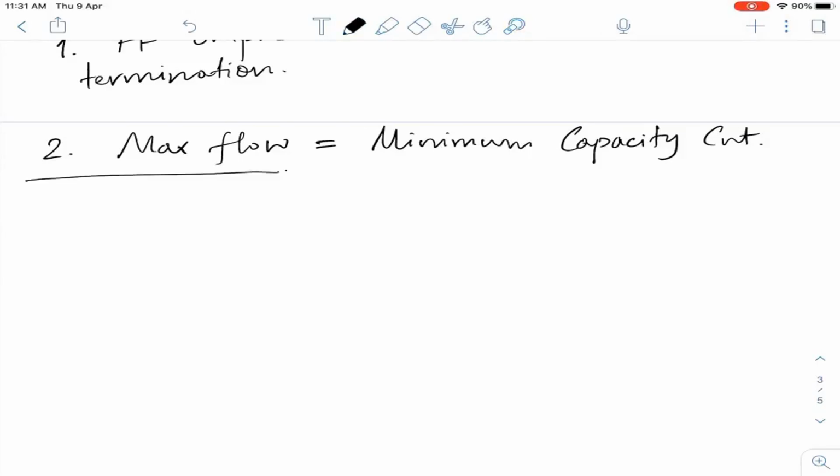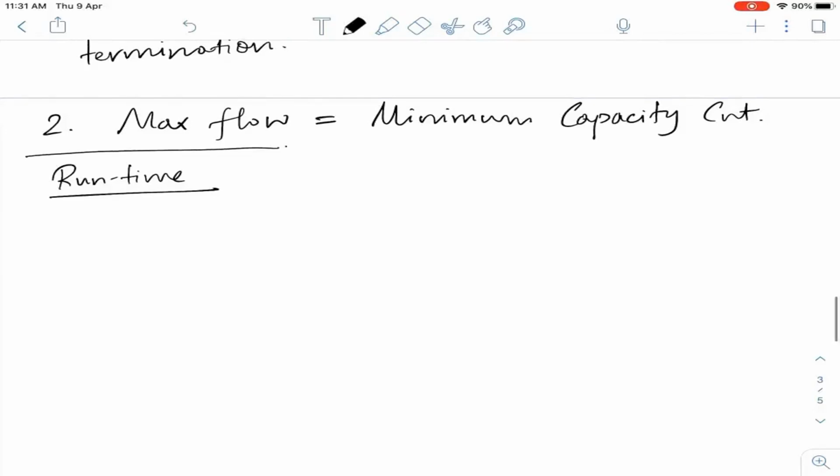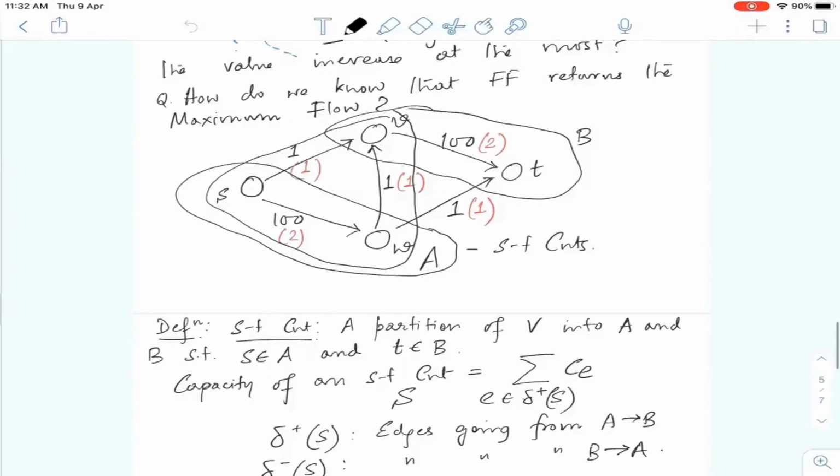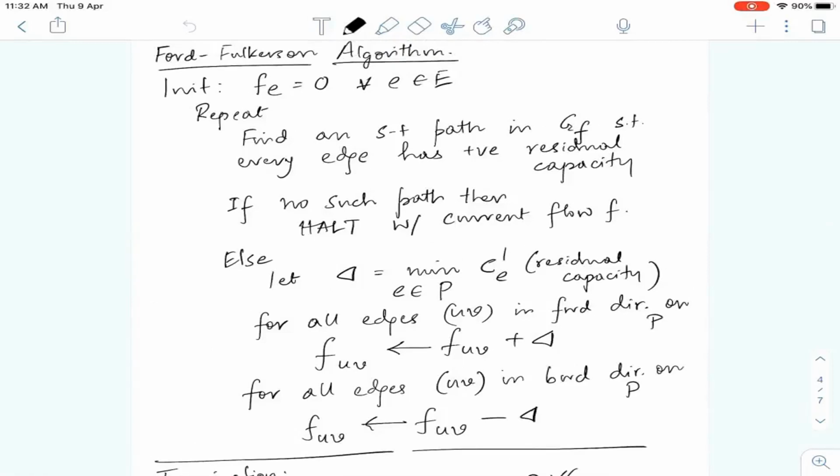So now that we have proved the correctness of Fulkerson, let's talk a bit about the running time of this procedure. So what is the runtime of Fulkerson? Let's open up the notes from last time, because I have the Fulkerson algorithm right here. So who can tell me now what is the runtime?